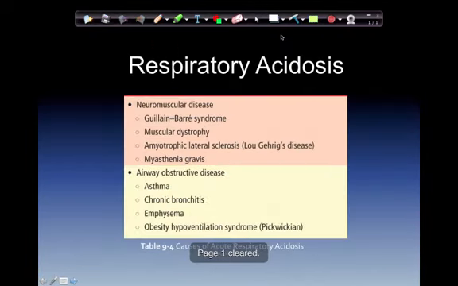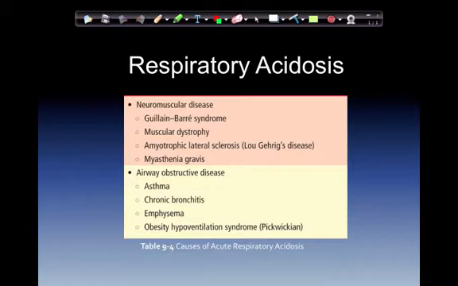Respiratory acidosis. Neuromuscular diseases, these are all causes of acute respiratory acidosis. One of the things that we get from neuromuscular diseases is the inability to breathe right, or paralysis. So Guillain-Barré syndrome is one of those. Muscular dystrophy will cause decreased respiratory function, and eventually they may have to be on a vent. Amyotrophic lateral sclerosis, or Lou Gehrig's disease, another horrible degrading neuromuscular disease. And then myasthenia gravis. Myasthenia gravis, autoimmune, attacks your parasympathetic nervous system, so you lose some of your control.